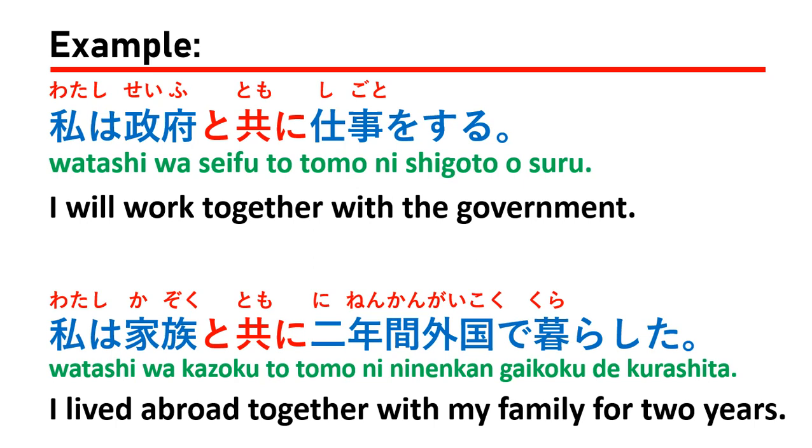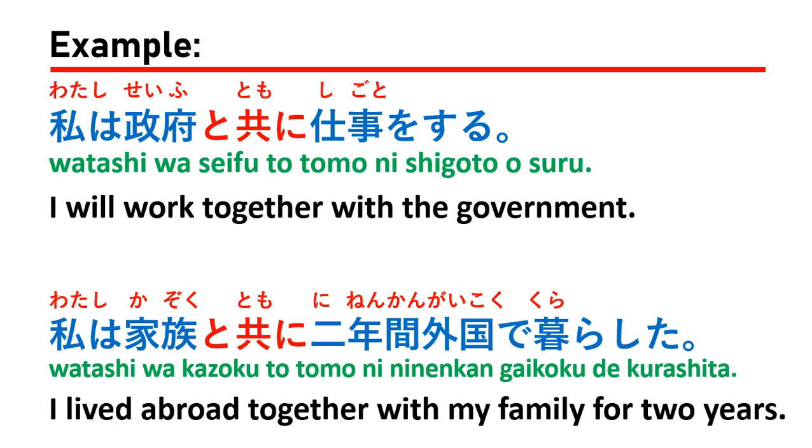2年間外国で暮らした means I lived abroad together with my family for 2 years. That means I and my family, two things happening at the same time. So you can use ともに, which means I and my family live together in a foreign country, or abroad.